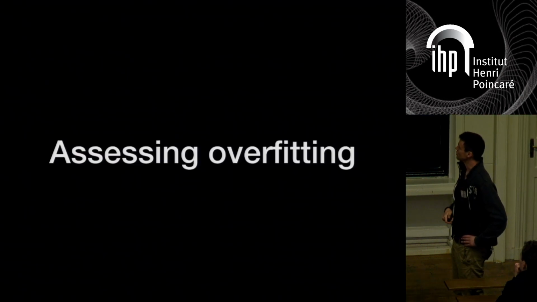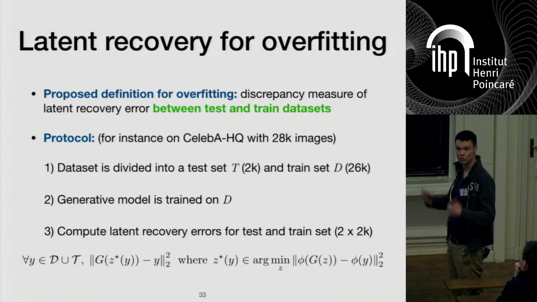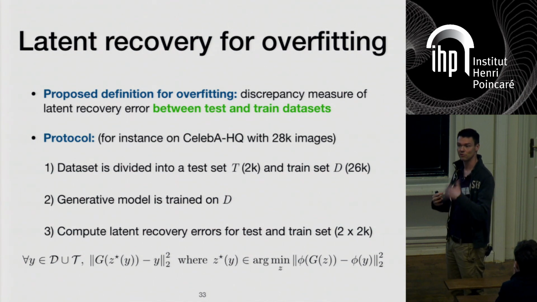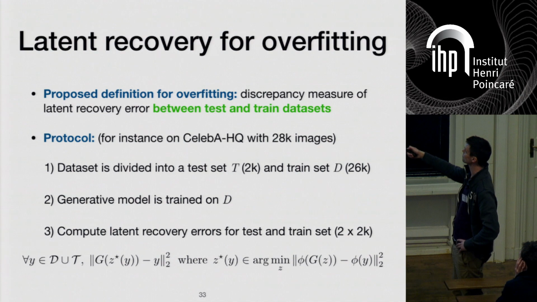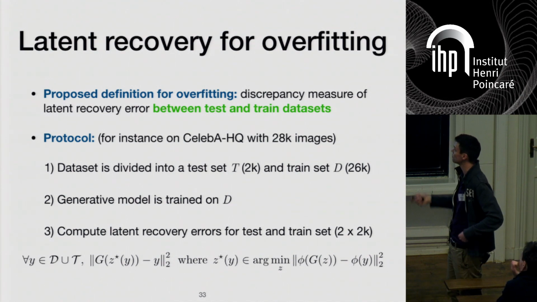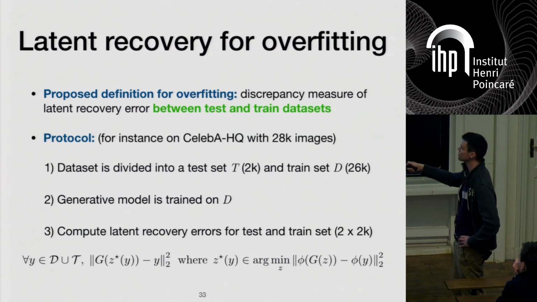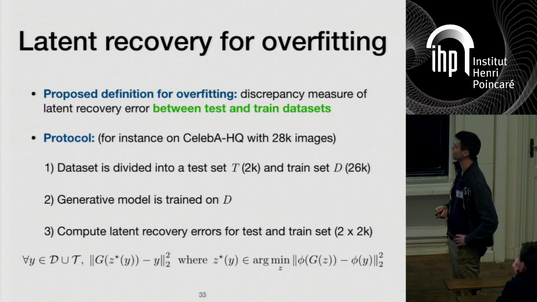So what I propose now is to use that as a definition for overfitting. The idea is to use the same definition as for classification networks. That is, we split the dataset into test and train, and see if there is a difference in recovery for those two sets. The protocol is like this. Divide the dataset into two parts, which was not usually done in generative networks. Train on the train dataset, D, and then compute the error for the train and test sets, and see if there is a difference in, let's say, the squared sum of error.